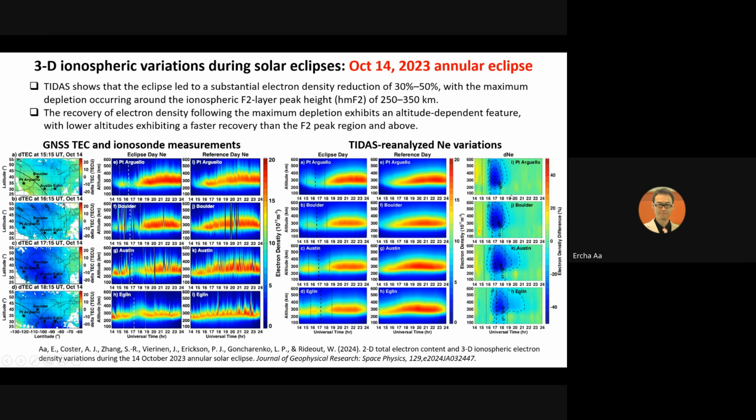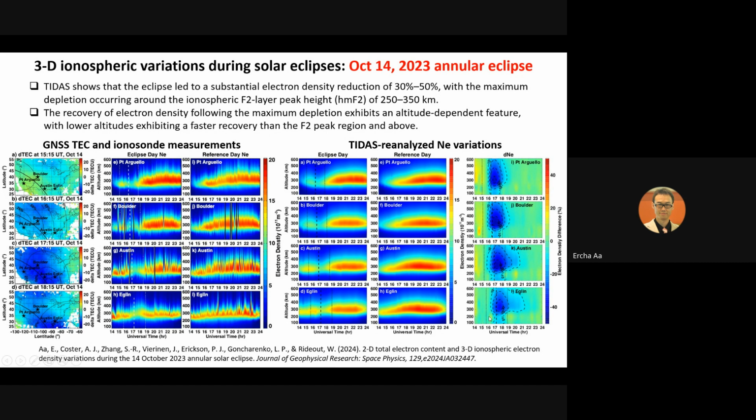There is an altitude-dependent feature. The lower altitudes exhibit a much faster recovery than the F2 region and the topside ionosphere. That's because the changes in the photoionization have a very immediate effect on the photochemical equilibrium in the lower altitudes. So this altitude-dependent feature can be indicated by our data simulation models.